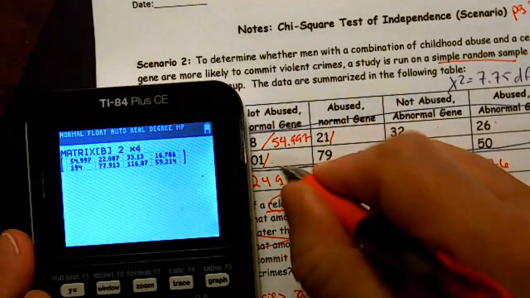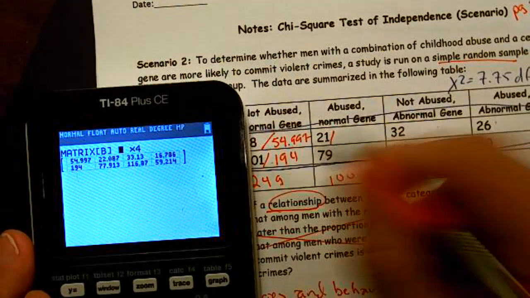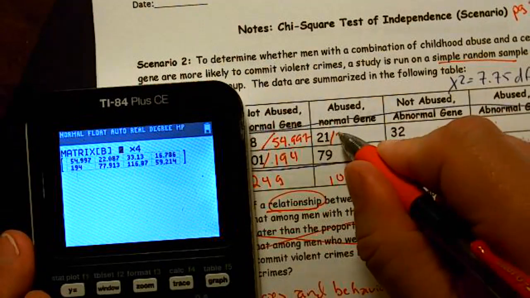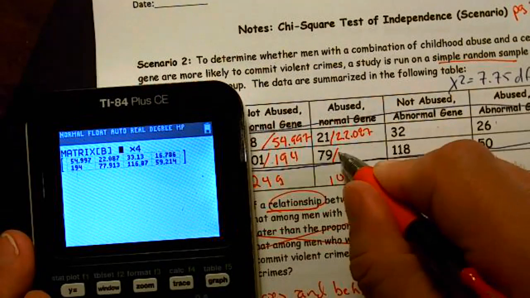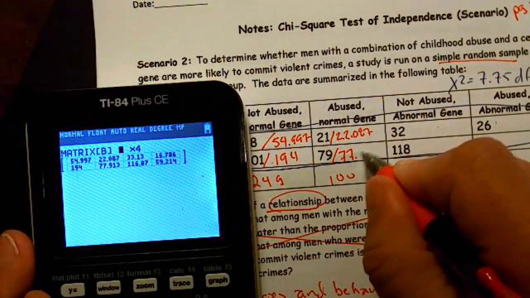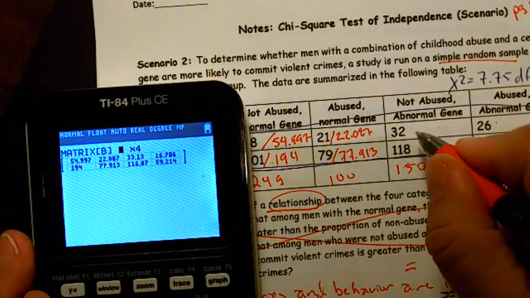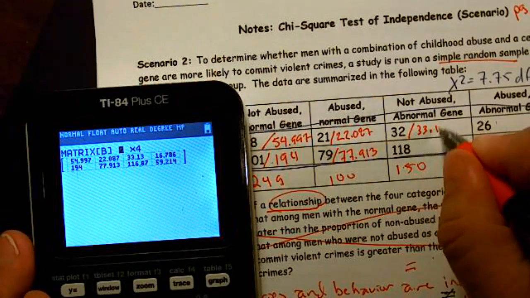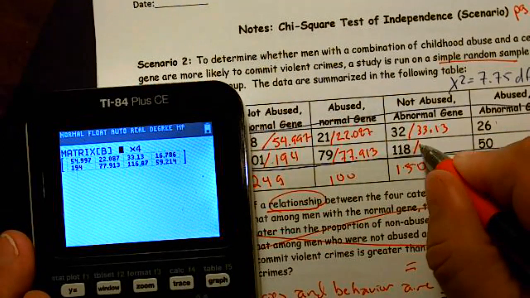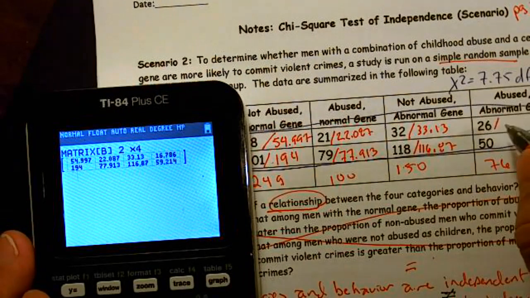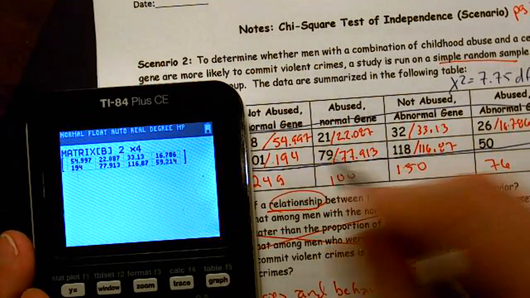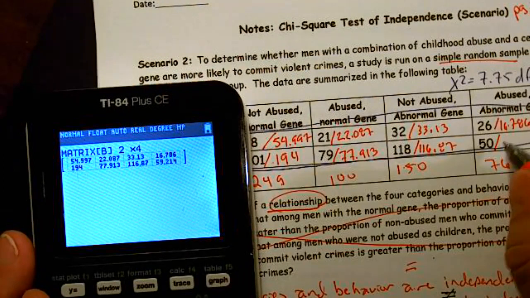And then we have 194. Then I have 22.087, 77.913, 33.13, 116.87, 16.786. The last one, 59.214.